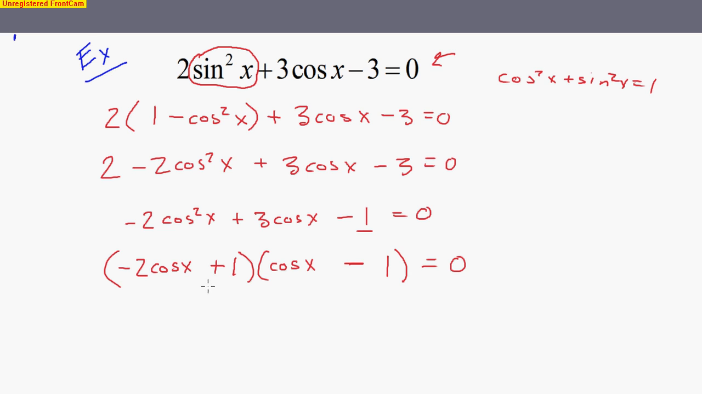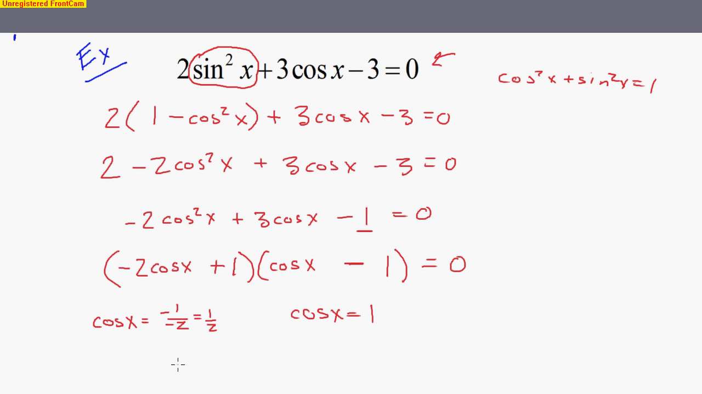Now I just got to solve each one of these. This guy needs to subtract 1 and divide by -2. So I get cosine of x equals -1 over -2, which is 1/2. Again, subtract the 1, divide by -2. This guy is going to be cosine of x equals 1. All I got to do is add 1 to the other side.